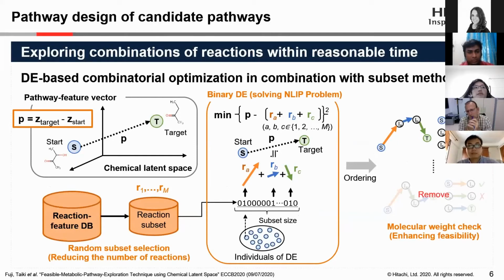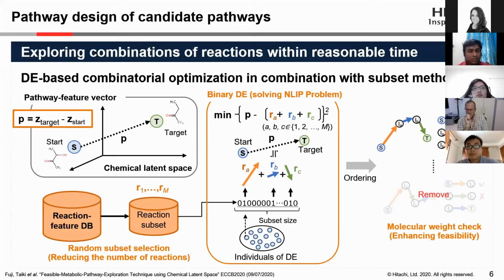Next, we explain the pathway design and candidate pathways. To explore combinations of reactions within reasonable time, we propose to use differential evolution-based combinatorial optimization with a subset method. We address the pathway design as an optimization problem that minimizes the squared error between the pathway feature vector and the sum of reaction feature vectors in a set. The pathway feature vector is computed as the difference vector between the latent vectors of the target and start compounds.